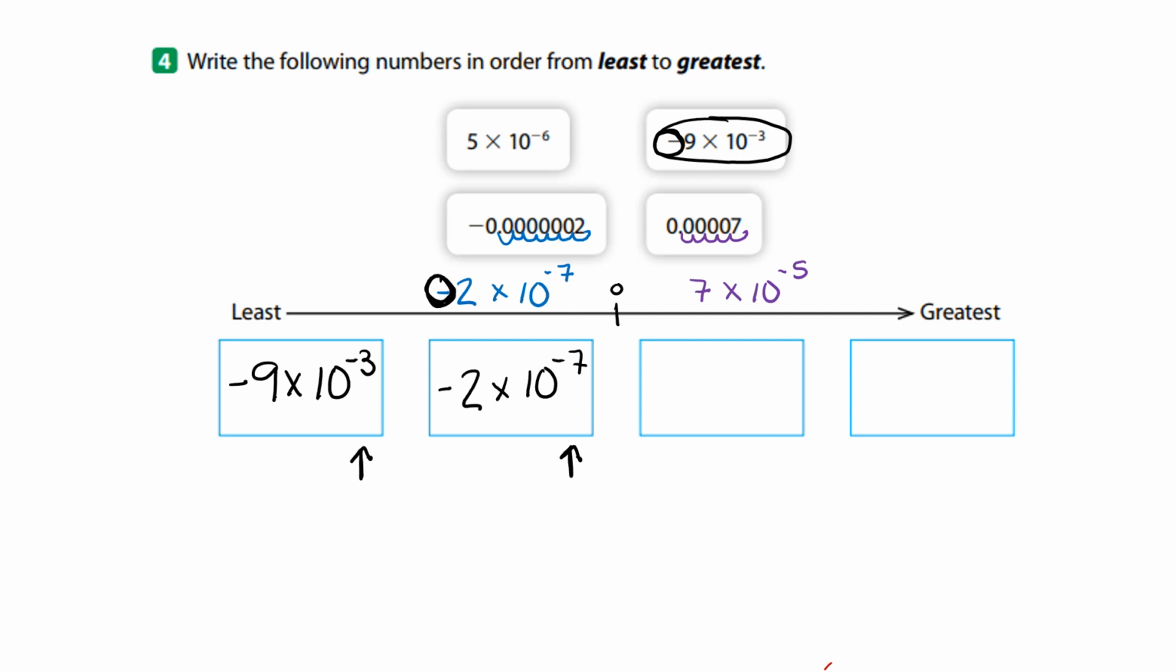For numbers 5 times 10 to the -6th and 7 times 10 to the -5th, we write them again in order from least to greatest. Our next smallest number is 5 times 10 to the -6th power, and 7 times 10 to the -5th power is our largest number.